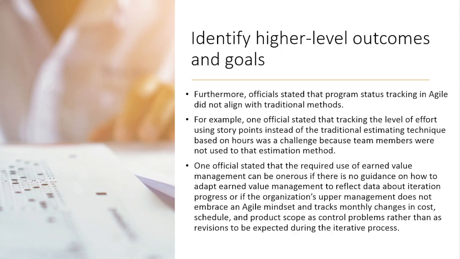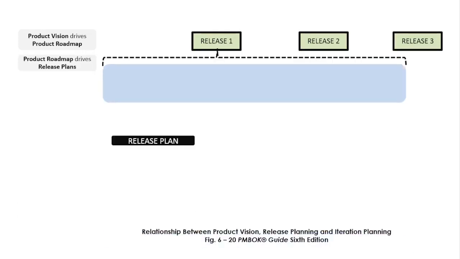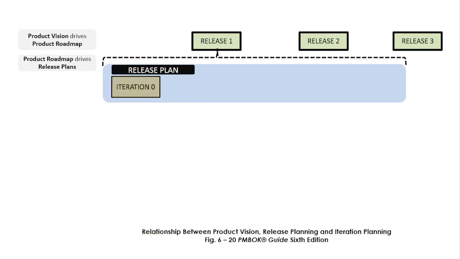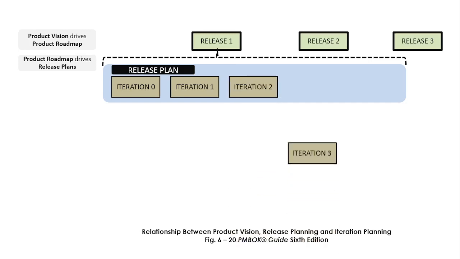The PMI breaks this down in figure 6-20 of the PMBOK guide, 6th edition. And it starts off with understanding the vision. And from understanding the vision, you begin driving a product roadmap, which in it considers releases. Under the release level, we talk about the different iterations in each release. So the release plan contains a higher level plan of chunks of work that we'll be doing in iterations.